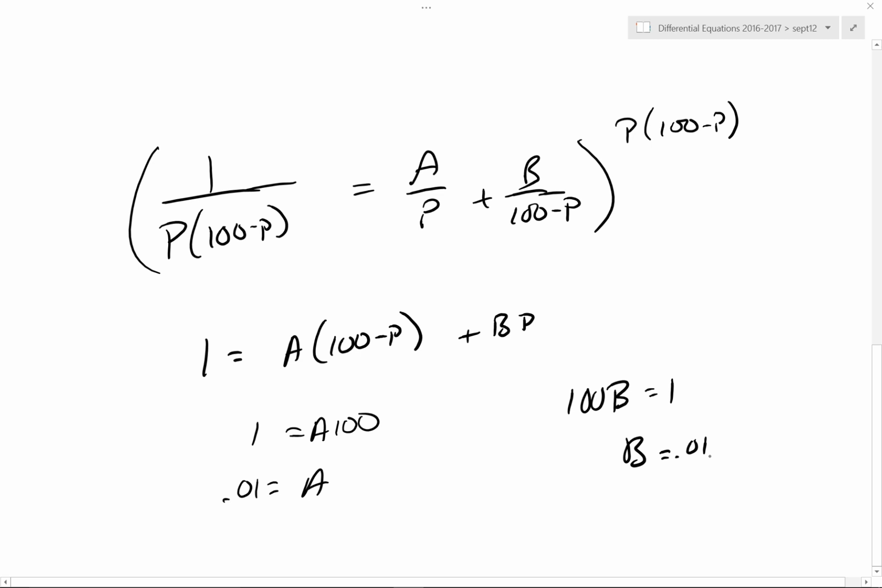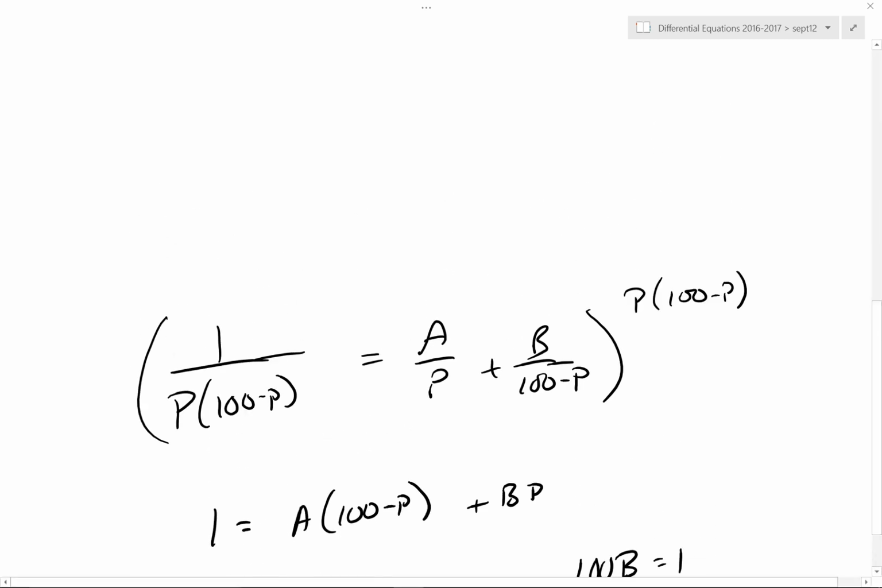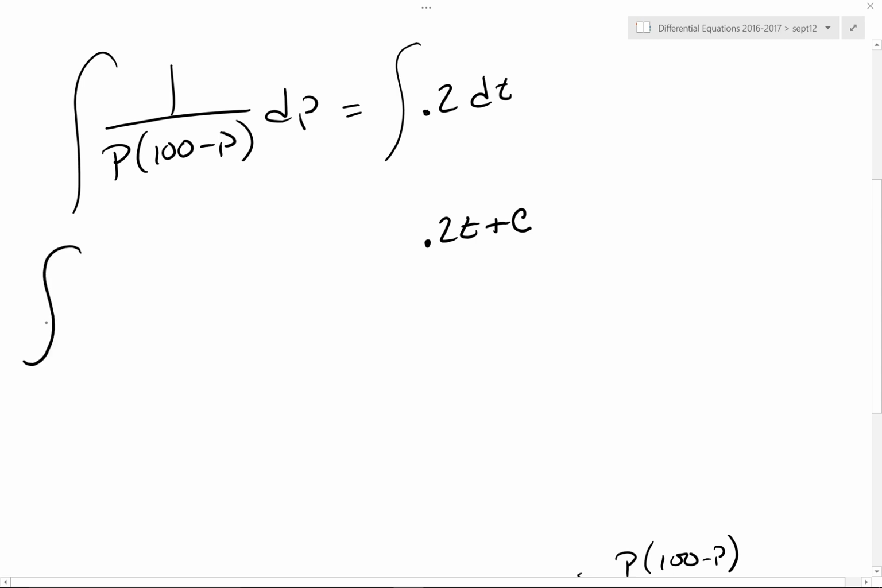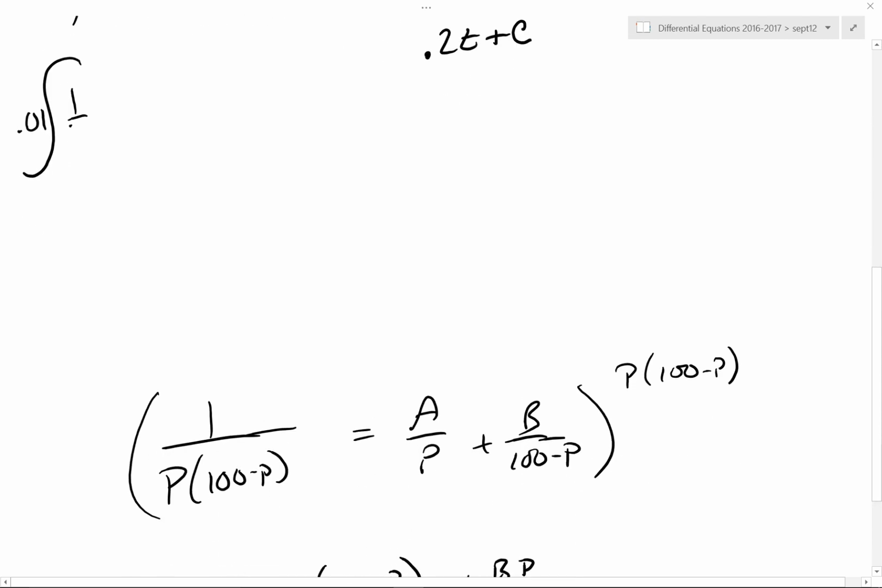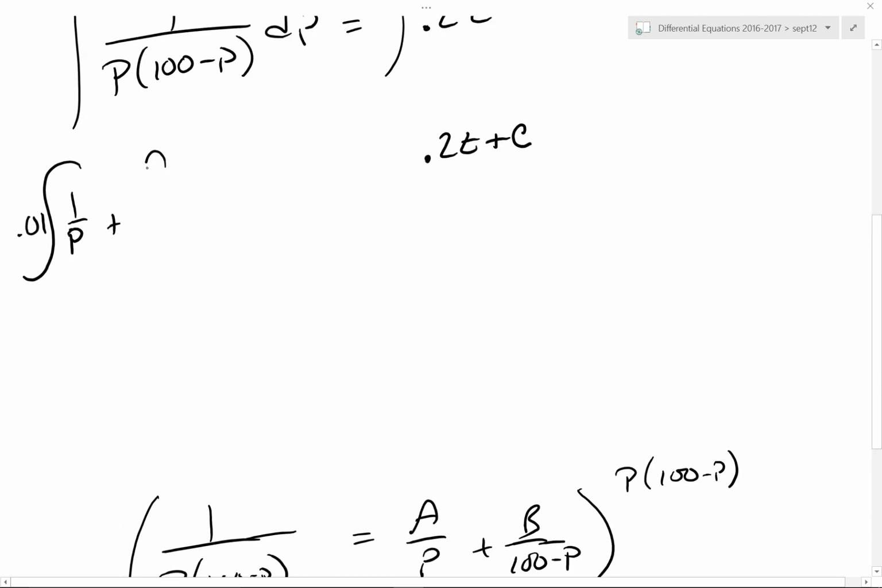Well, however you like to do it, I don't care. But again, you could FOIL it out, it's the same deal. But remember, when it's in logistic format, it'll always come out like this. You got a solution here and you got a 0 solution here. That's just how it goes. Now, interesting. So that says I could rewrite this as the integral of 0.01 times 1 over P, plus 0.01 times 1 over 100 minus P, dP.